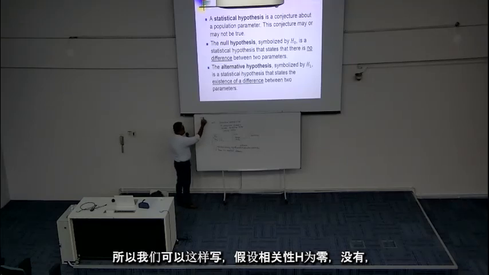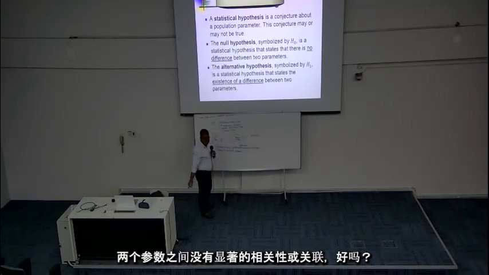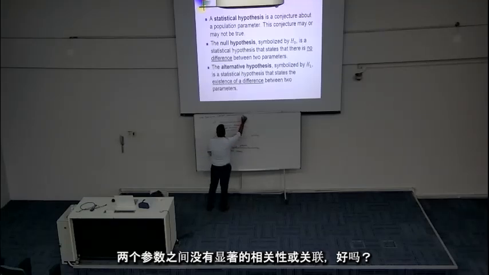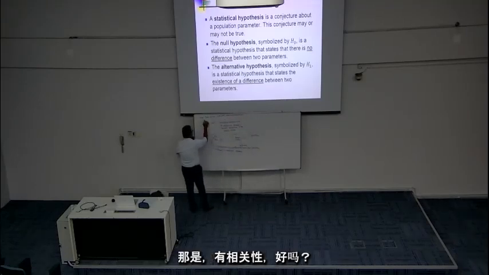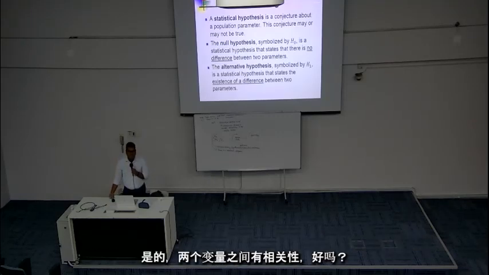Hypothesis about the correlation: H null, there is no significant correlation or association between two parameters. And H alternative, there is a correlation. So our H null should be no correlation between two variables, and then H alternative will be that there is a correlation between two variables.